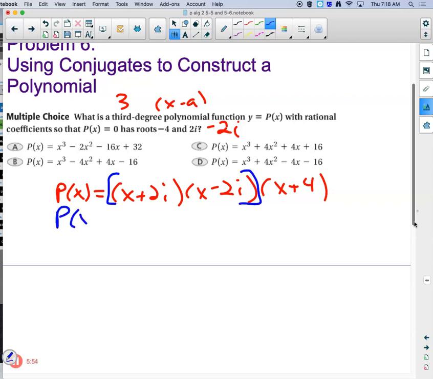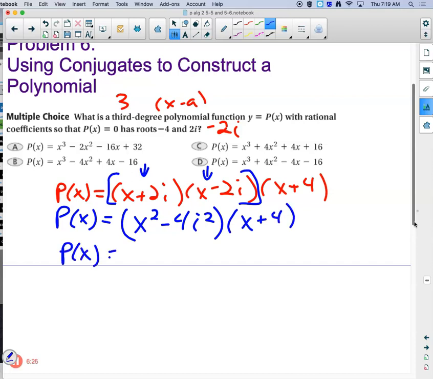We know that we should group those 2 imaginaries together, because when we multiply those out, it won't be imaginary anymore. So first times first will give us x squared. We don't bother with outside times outside and inside times inside, because this is a sum and difference pattern. When you have the plus and the minus, those 2 products are opposites of each other, and you get a 0 for the middle term. Minus 4i squared. And then we still have the x plus 4 to multiply by.